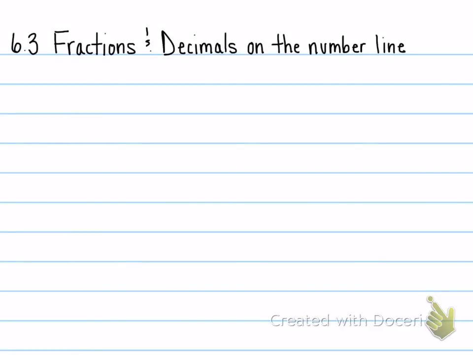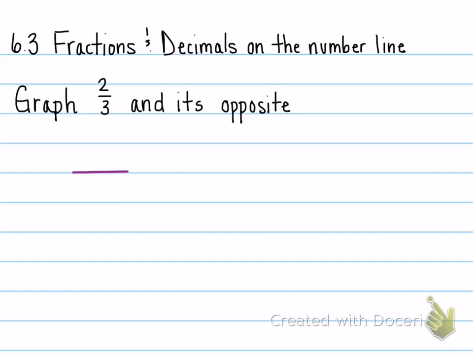In this lesson, we're going to learn how to compare fractions and decimals on the number line. In section 6.1, you already learned that integers can be negative. Fractions and decimals can also be negative. So let's say, for example, I asked you to graph 2/3 and its opposite.